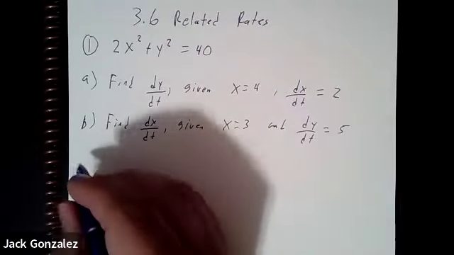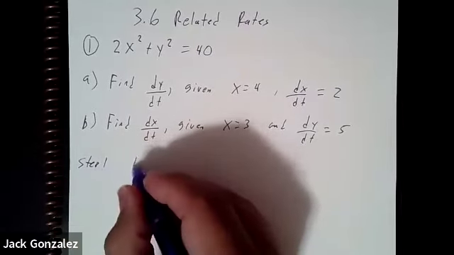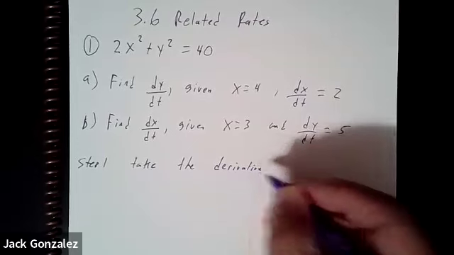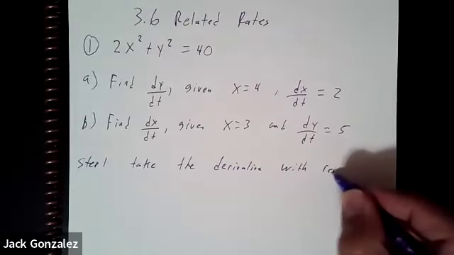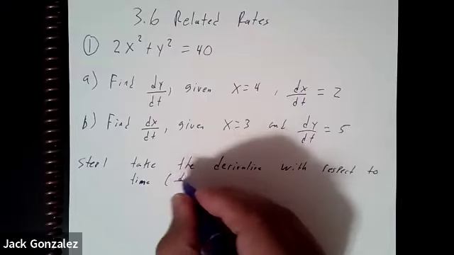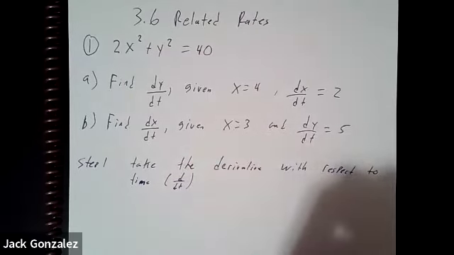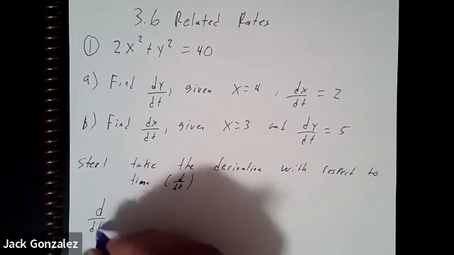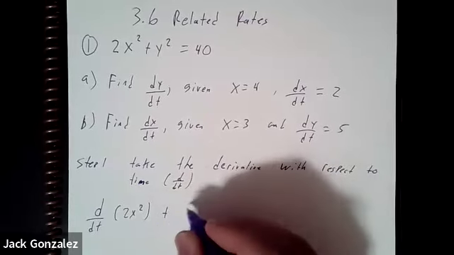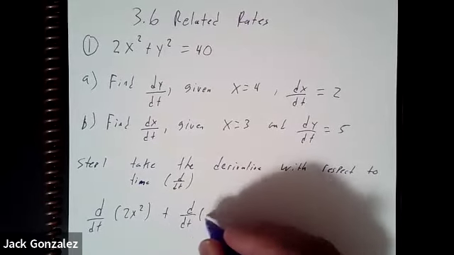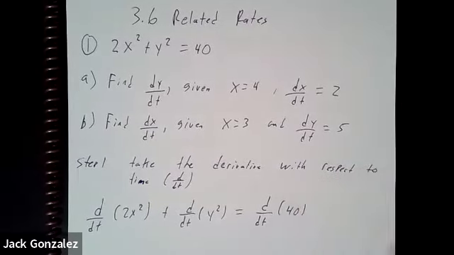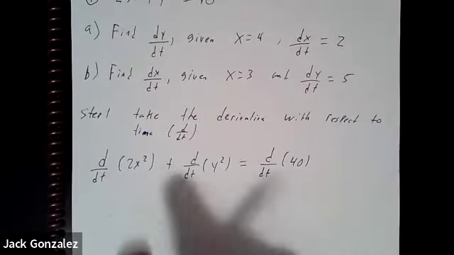So first step, step one. Take the derivative with respect to time, d/dt. So d/dt of 2x squared plus d/dt of y squared equals d/dt of 40. All right. So what is this derivative going to be here?